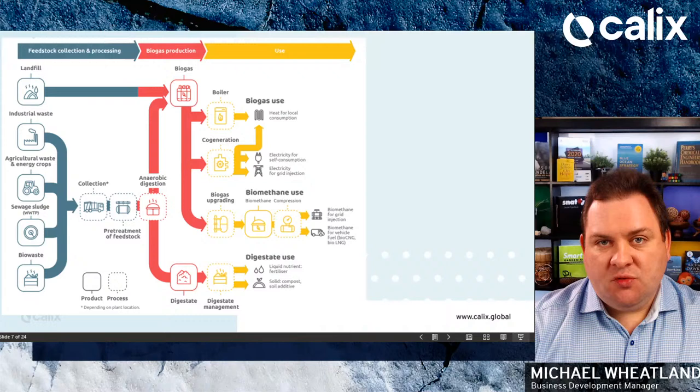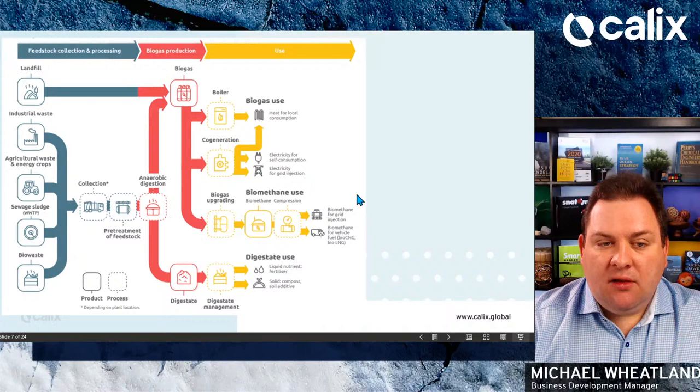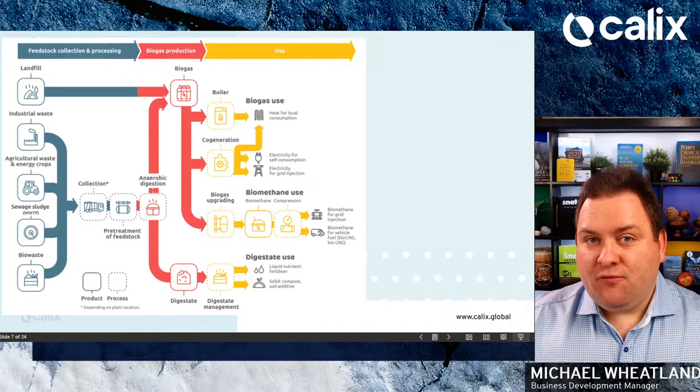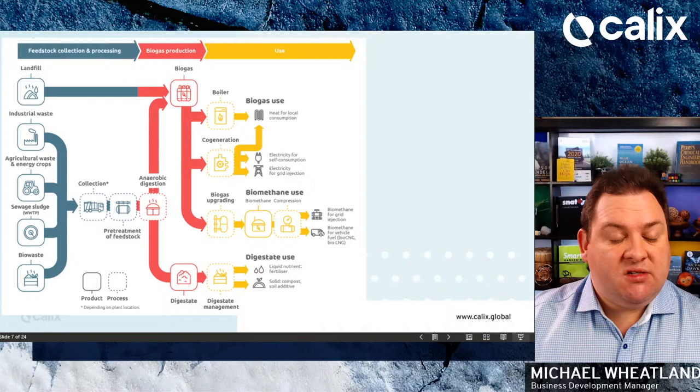There's also biomethane use, so you can potentially inject it into the grid. They do a lot of that over in Europe. Europe's got a lot of biogas systems compared to the rest of the world. I'll come to that in just a second, because we've got a lot of potential here in Australia if you're looking for ways to get more value out of your waste streams.